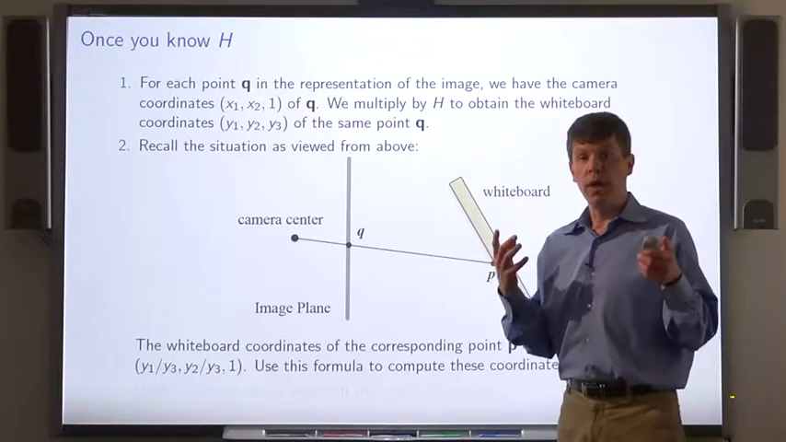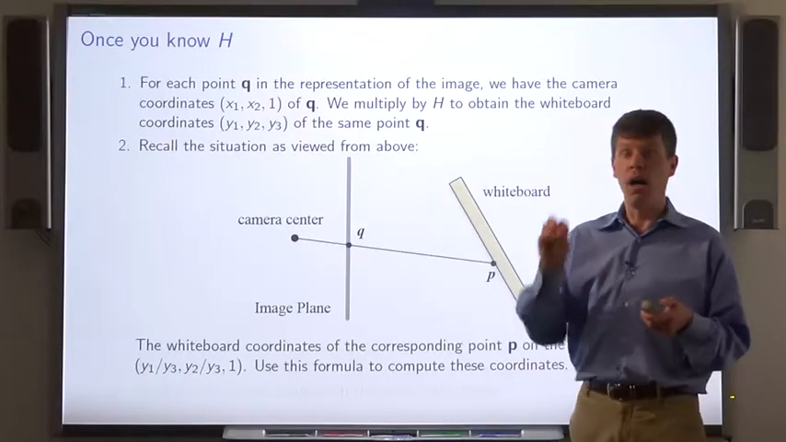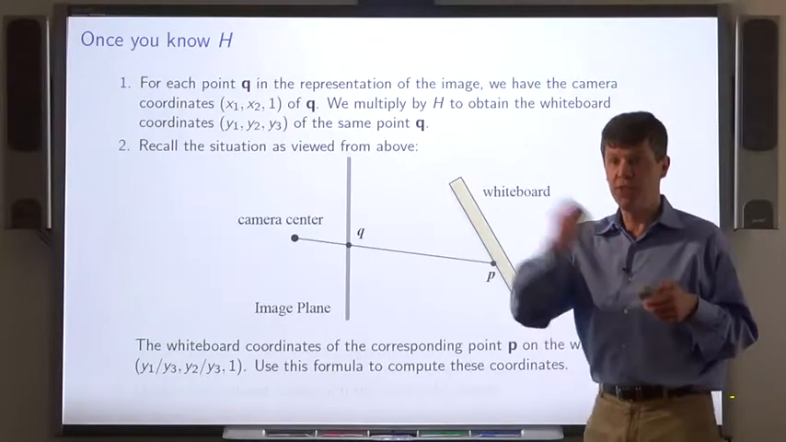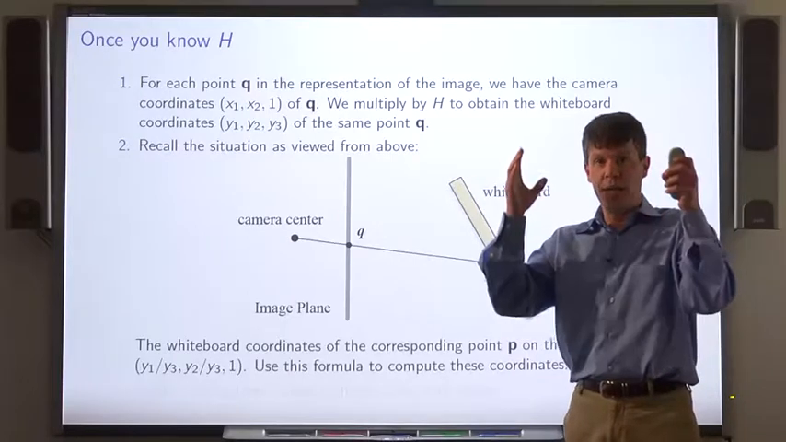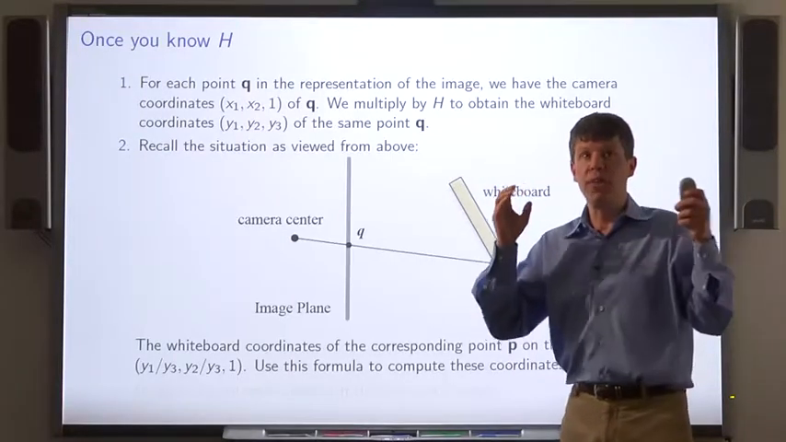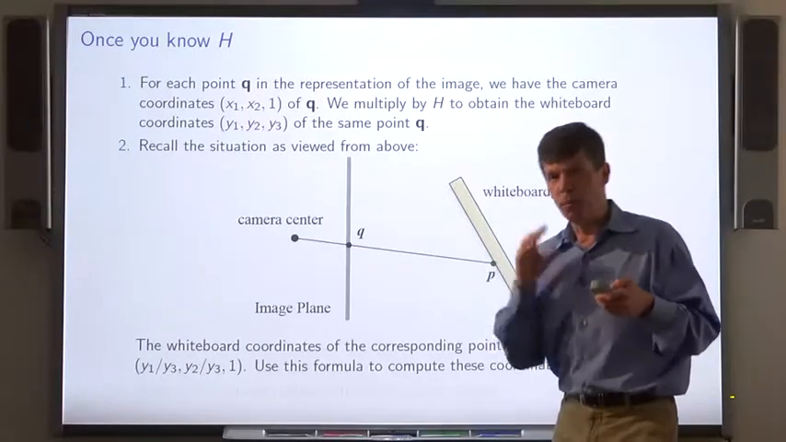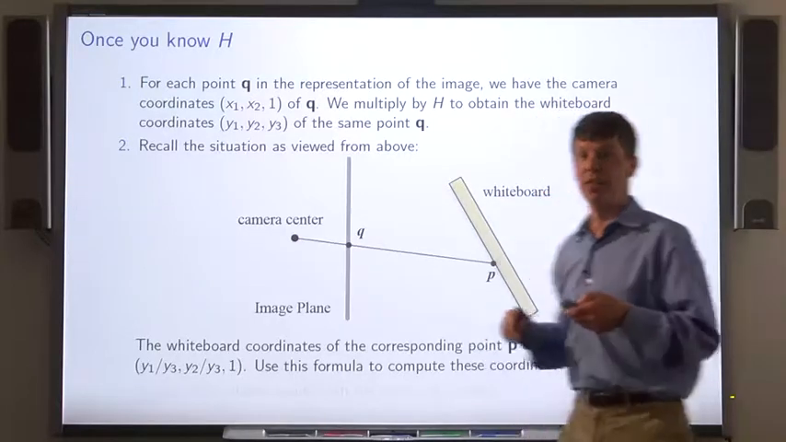So you write a program to carry that out for each corner of each rectangle of color in the image. Transform those, and you'll get a new image that's of the whiteboard with no perspective, looking straight on. This will be more clear when you start doing the lab, and it's spelled out in greater detail in the lab assignment.